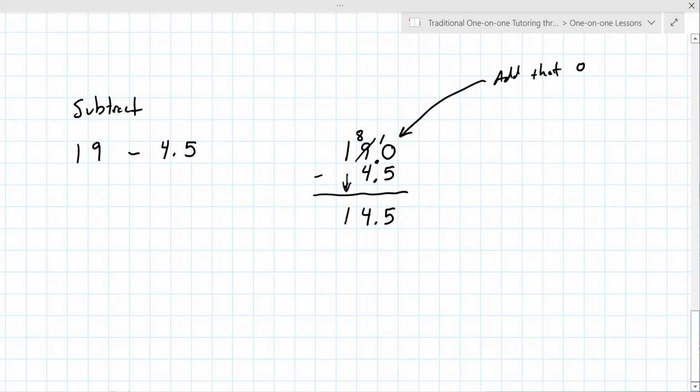1. And again, this is actually what's called a check. So you're going to take that 14.5, that number you just found, and add it to 4.5. So go ahead and try that.